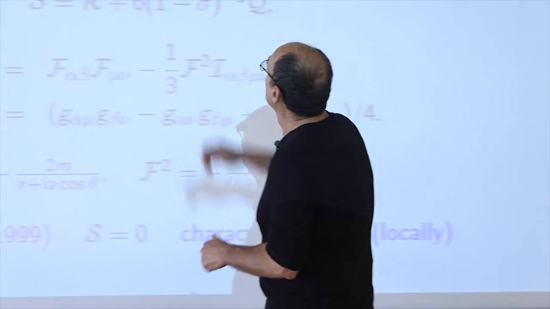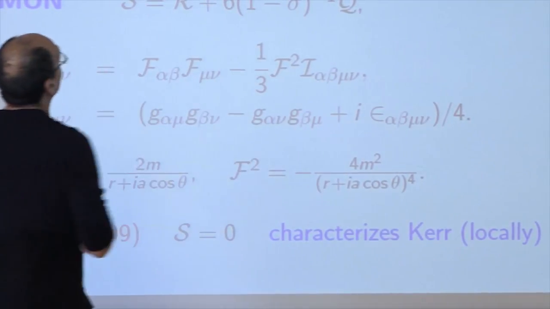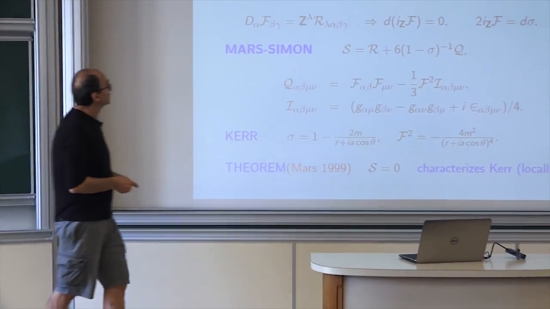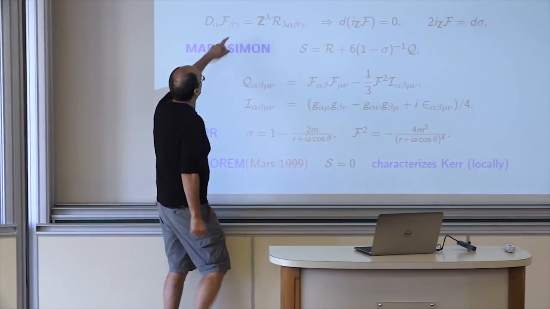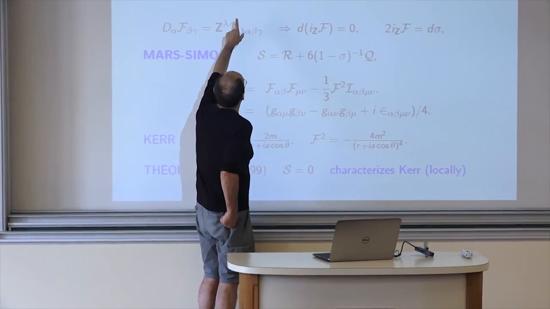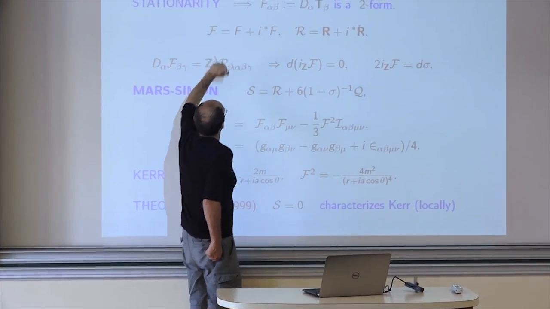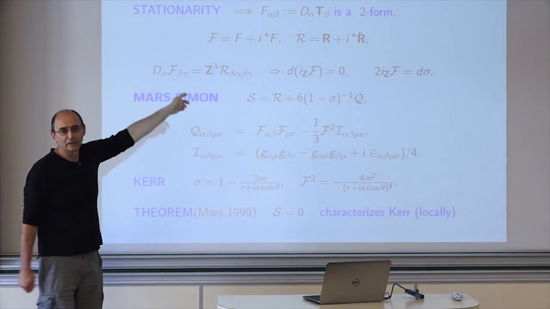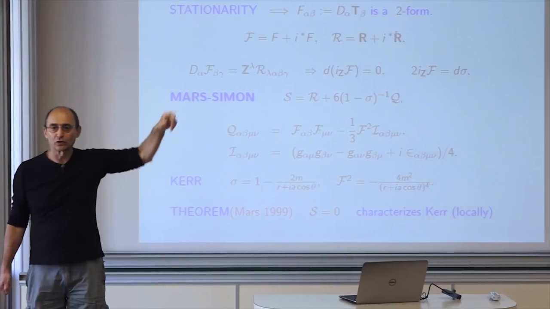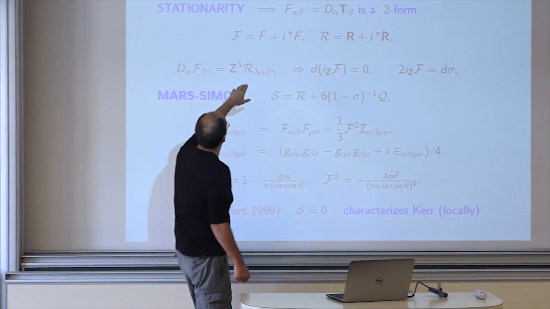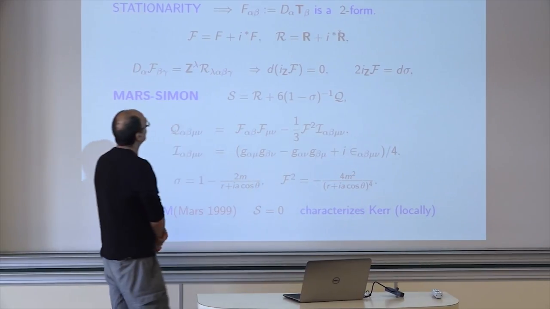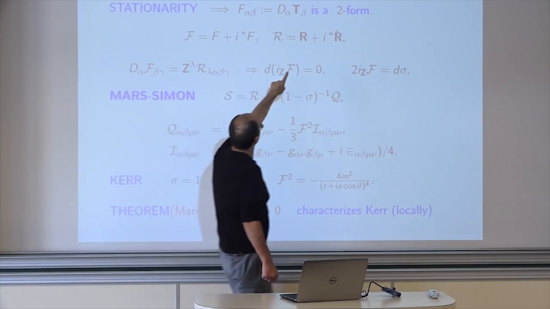And therefore F_alpha beta, which is D_alpha T_beta, is a two-form, because it's anti-symmetric. I can complexify it by defining the Hodge dual of the two-form. So this is F star alpha beta, and I take F plus i, square root of minus one, times F star, and I do exactly the same thing for the curvature.